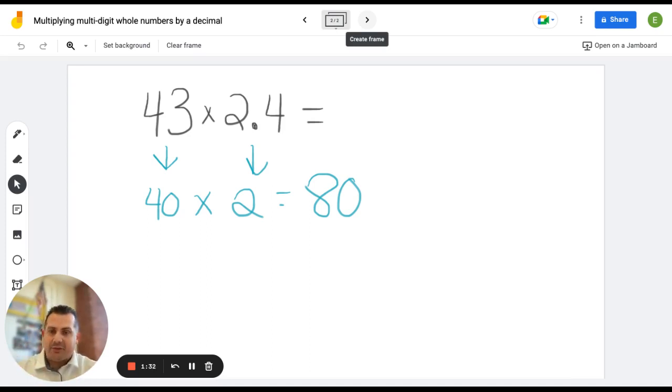But you're going to ask yourself, is my exact answer going to be greater than 80, or less than 80? I estimated down, so my exact answer is going to have to be greater, because 43 is greater than 40, and 2 and 4 tenths is greater than 2 wholes. So my exact answer is going to be greater than 80.